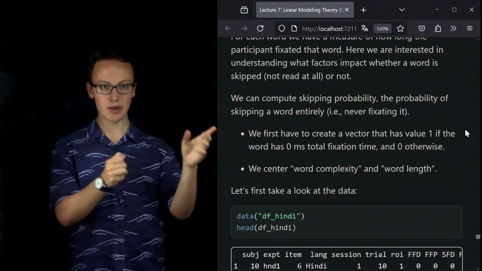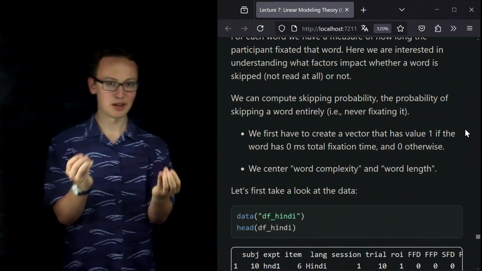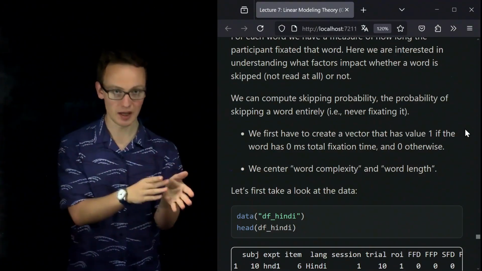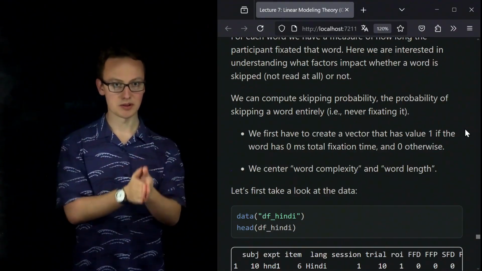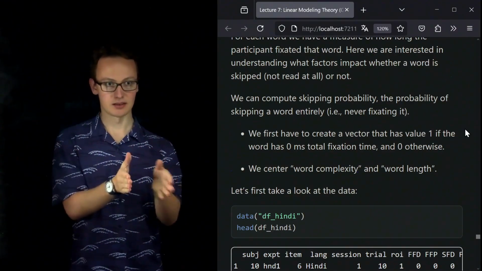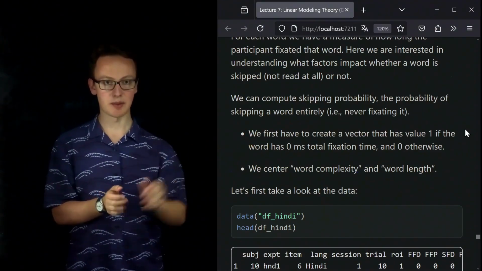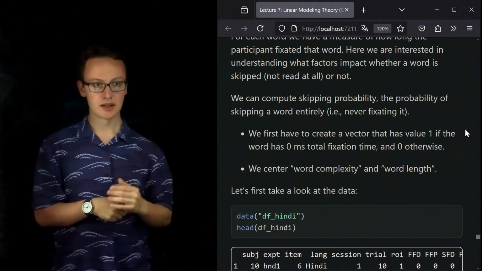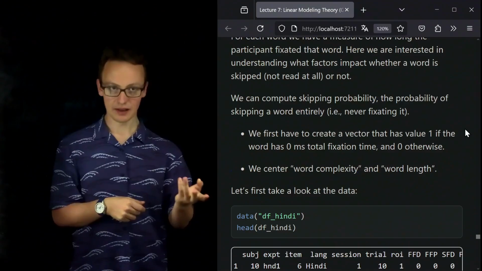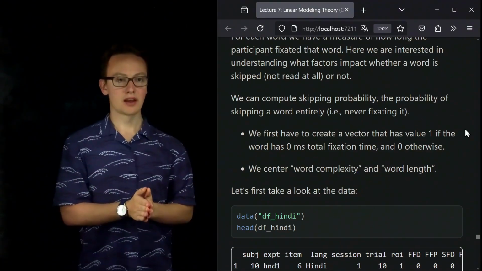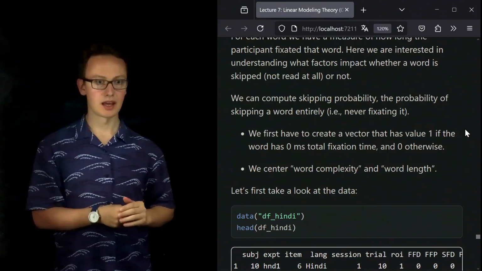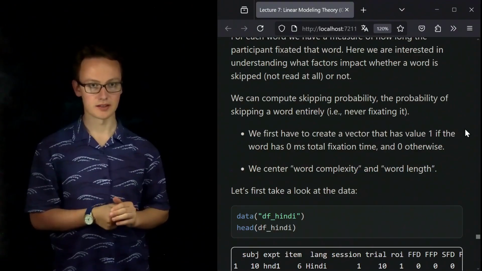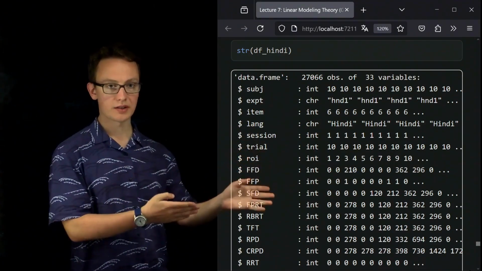So now, as you can see, we have precisely the kind of data that we need for a logistic regression. We have 1s and 0s for a particular observation, skipped or not skipped, just as we had 1s or 0s for the Beatles, killed or not killed, right? So this will be our dependent variable here. Now we will have two predictors, the word complexity and the word length. Each are a numerical measure. And we will center both of them and then see how we can fit a logistic regression model that contains both of these predictors. So here's what the structure of this data set looks like.